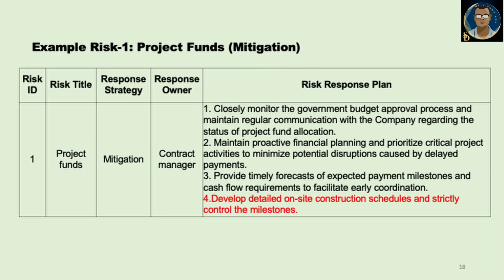And this is the mitigation, how you mitigate this one. We closely monitor the government budget control process, maintain proactive financial planning, provide timely forecasts, develop a detailed on-site construction schedule, and strictly control the milestones. So these are some mitigation measures.